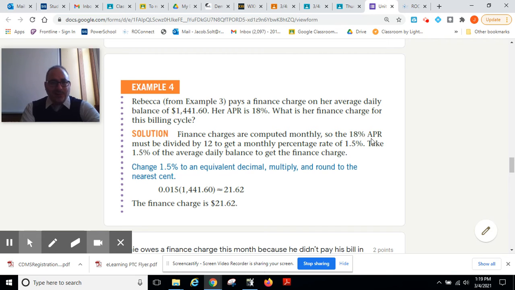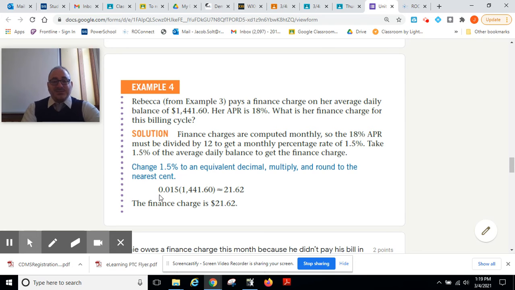So 18% APR has to be divided by 12 to get a monthly percentage rate. 18 divided by 12 is 1.5. So the percentage rate for each month is 1.5%. So we're going to need to take this 1.5% of the average daily balance to get the finance charge. To do this, we're going to need to convert this 1.5% into a decimal out of 1, because once we turn it into a decimal out of 1, we can use it for multiplication. Makes life easy.